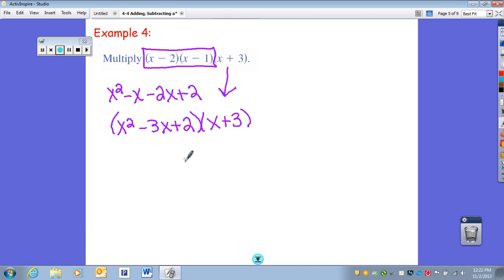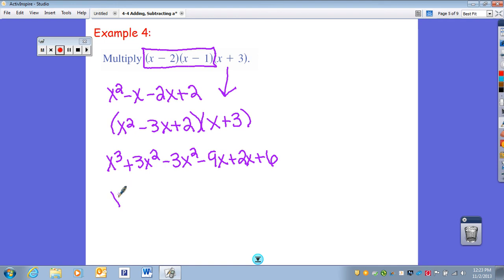So when we do that again, we want to make sure that we keep organized, so I can multiply the x squared times each of the terms in the binomial, the negative 3x times each, and the 2 times each of those. So x squared times x would give me x cubed, and then x squared times 3 will give me 3x squared. Negative 3x times x squared gives me a negative 3x squared, and negative 3x times 3 is a negative 9x. 2 times x and 2 times 3 would be 6.